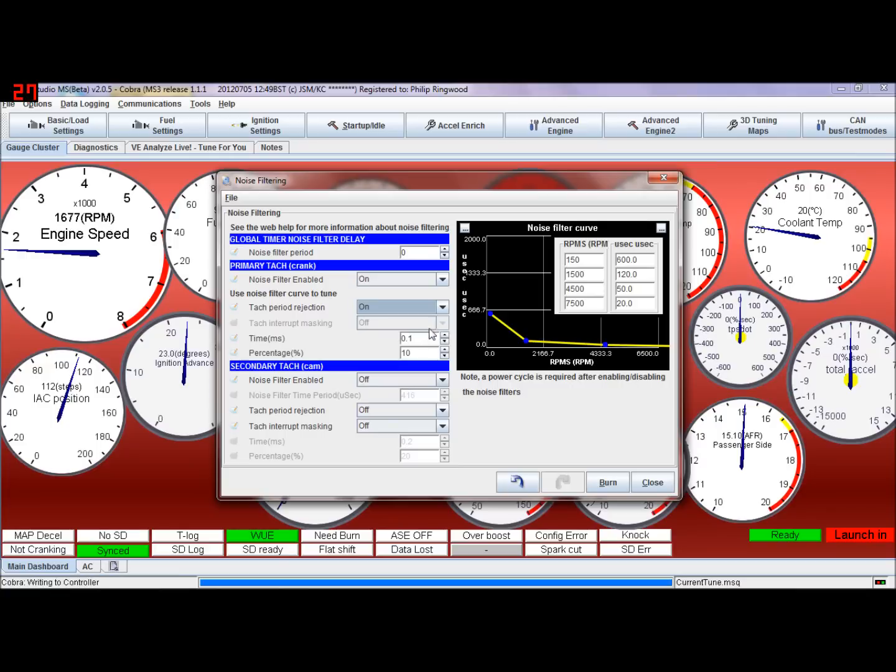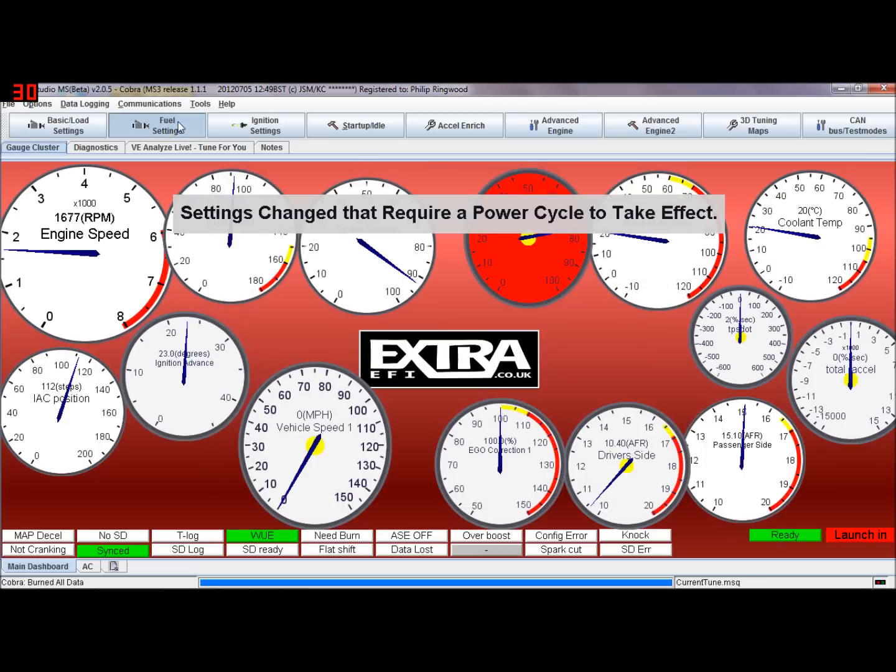So you can turn on a mask for so many milliseconds and cover a certain percentage, and this is for if you get false triggering on the crank signal. Most of this should be covered by trying to eliminate noise externally rather than via the software. But this is here if you need it. There is quite a good description of this on the forums, on the websites.